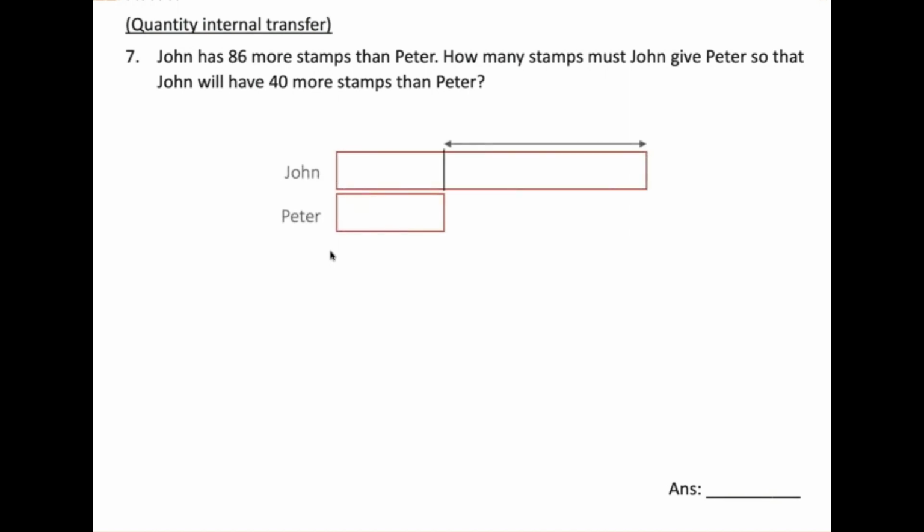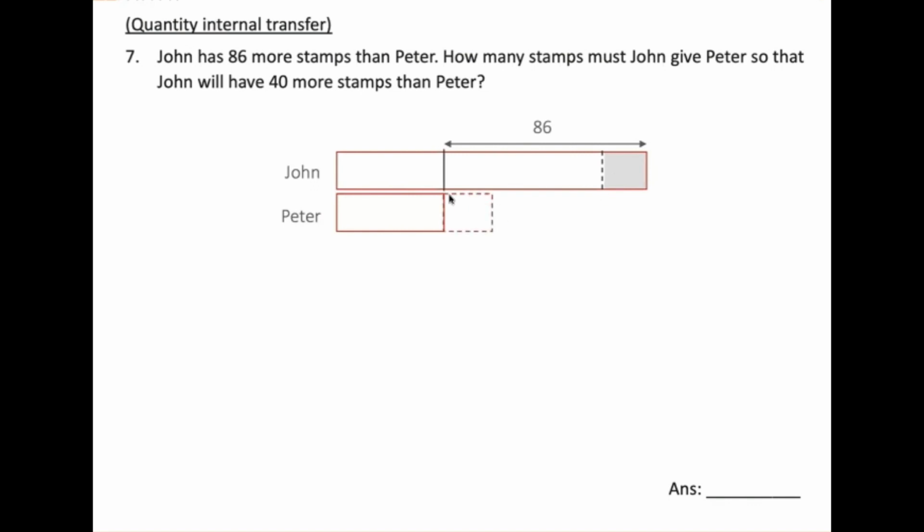Okay, make sure you got 86. Do you realize why I draw the 86 so long? Because I know that I'm going to cut from John, since the question asks how many stamps must John give to Peter. So make sure you think ahead. If you read a question and notice that you're going to cut from John, then draw John slightly longer, so that when you cut, there's space. So I'm going to cut a bit from John, cut this amount, and I'll give it to Peter.